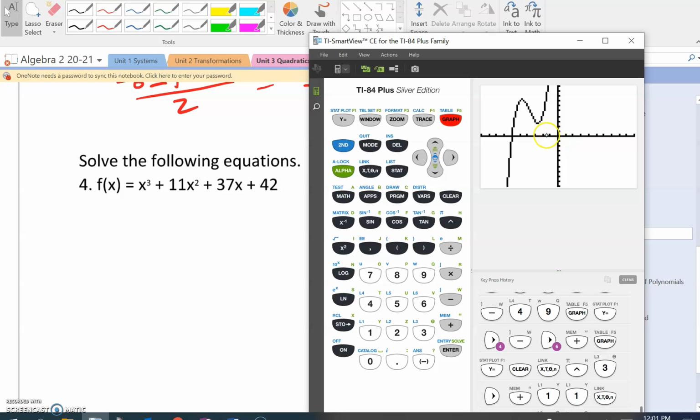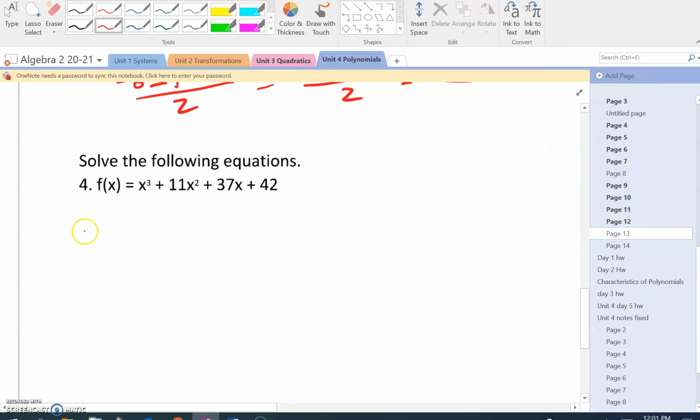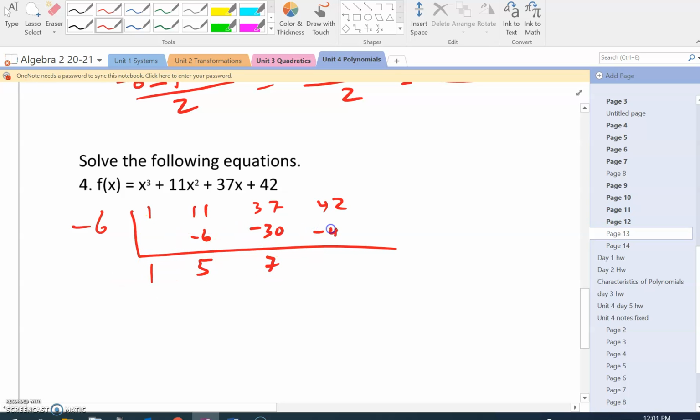Oh, and look at that, 1, 2, 3, 4, 5, 6. Negative 6 is one of my solutions, so I just use it. 1, 11, 37, 42. I should have 3 solutions again. 1, negative 6, 5, negative 30, 7, negative 42. Yes. x squared plus 5x plus 7.